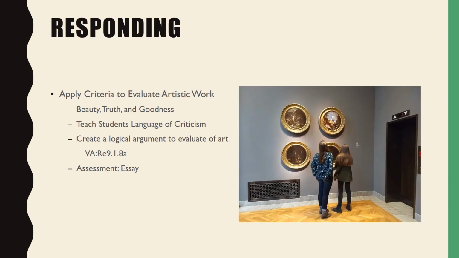Now we move on to responding, and our anchor standard here is number 9, apply criteria to evaluate artistic work. This is where the characteristics of teaching virtue really come in. When we're looking at art, what constitutes beauty, truth, and goodness? I believe that to be able to do that, you need to teach students the language of art criticism. When you're looking at the Baroque period, for example, and you see a gilded sculpture with rays of golden light shining down from heaven and a person is being swept away on a cloud, that's opulent. Well, what does opulent mean?